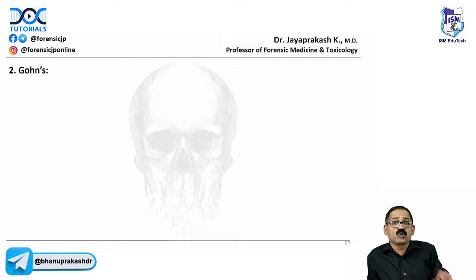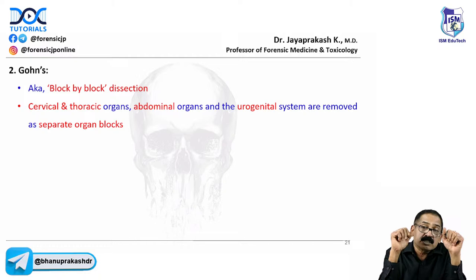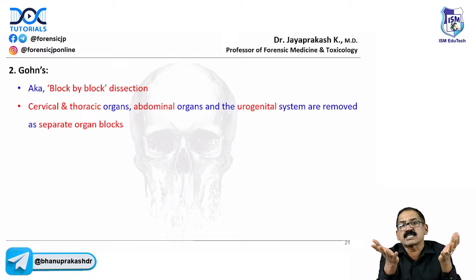Number two, Gons. Gons means block by block. This block by block dissection, people confused into en bloc without knowing the meaning of en bloc. Cervical and thoracic organs, abdominal organs, and the urogenital system are removed as separate organ blocks. Say, brother, I want one hepatobiliary block, I want urogenital block. Whichever system you want, you remove as a block. That is block by block dissection. Respiratory system as one block if you want. You understood?